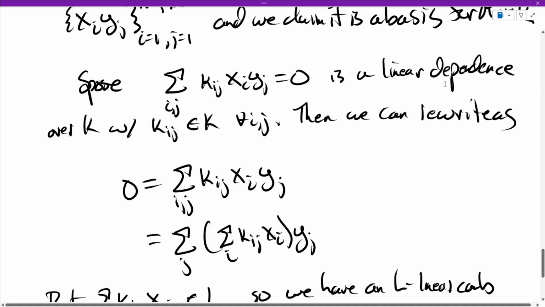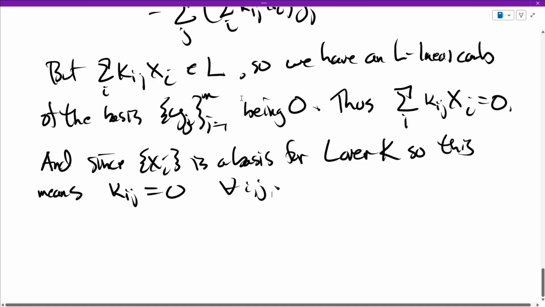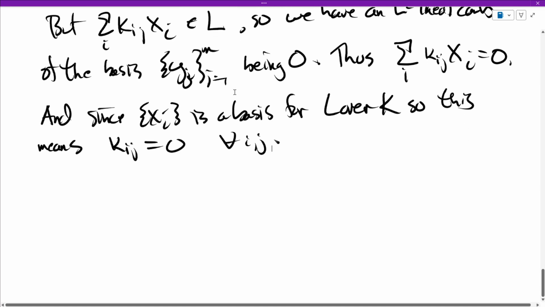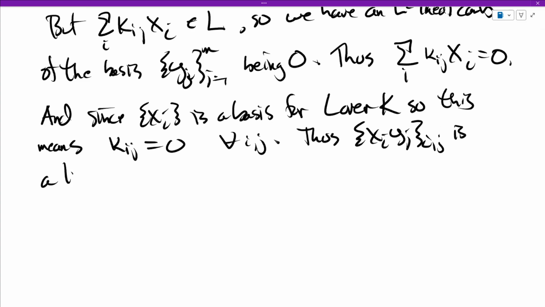What does it mean to be linearly independent? Well, if you have a combination of the guys you want to show are linearly independent being 0, then all the coefficients must be 0. And we showed that. Cool. Now we have to show that it spans. Let me conclude that train of thought. Thus, this set x_i y_j over i and j is a linearly independent set.